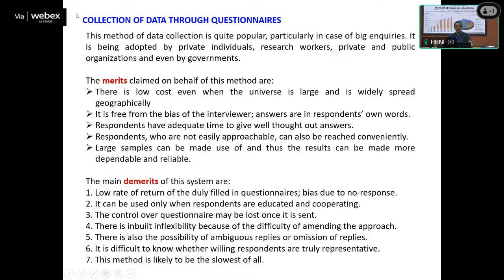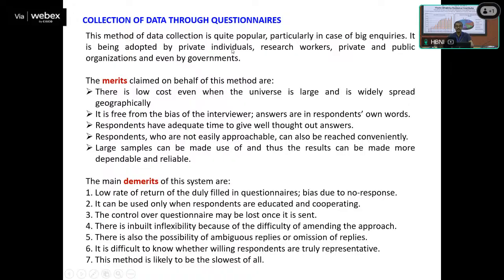So now we come into the collection of data through questionnaires. This method of data collection is quite popular, particularly in the case of big inquiries, a research which consists of very big inquiries. Collection of data through questionnaires is one of the most popular and convincing ways of primary data collection.